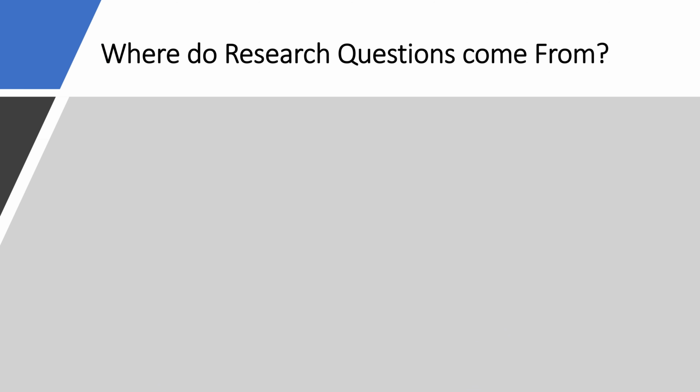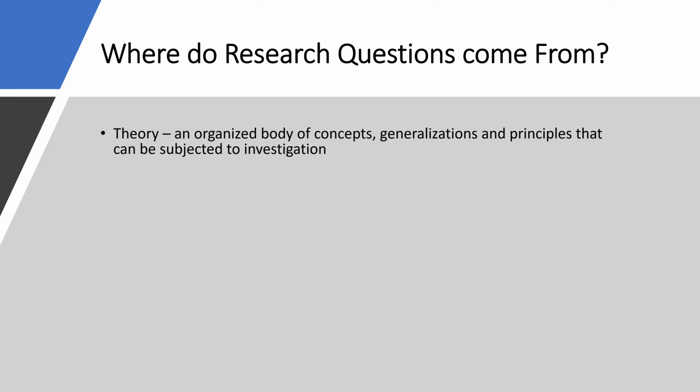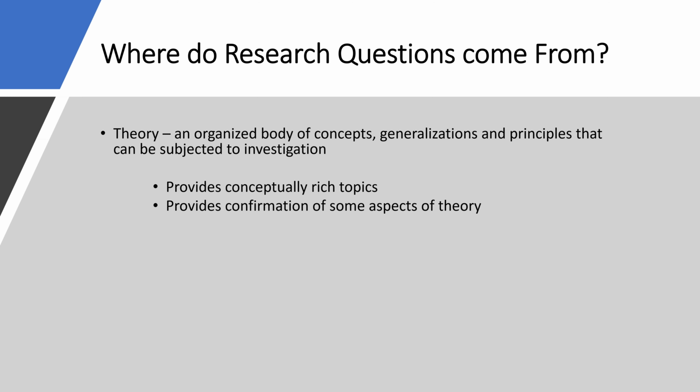So here it is also important to understand where research questions come from. Well, you will see that research questions usually come from theory, which is an organized body of concepts, generalizations, and principles that can be subjected to investigation. So something that we already know about and we would like to see if it works or not. They provide conceptually rich topics, and you could look at the issues around to confirm the theory or some aspects of the theory to see if it's working or if it's not working.